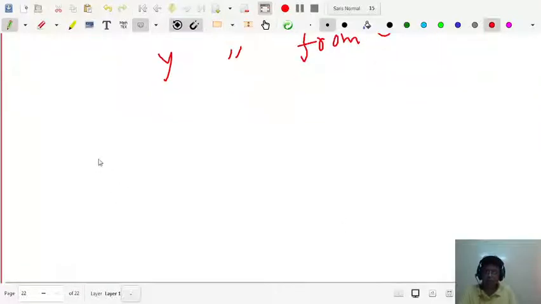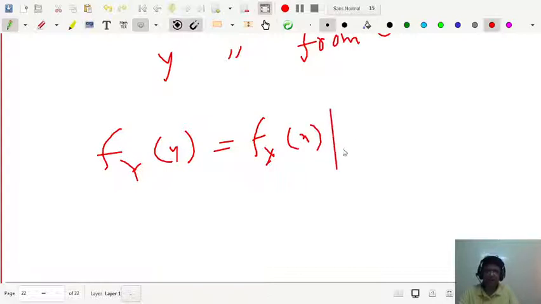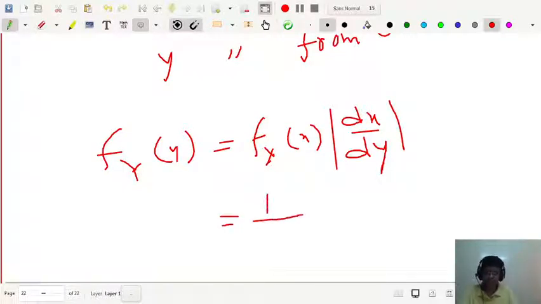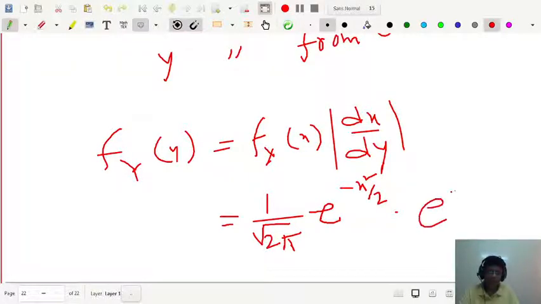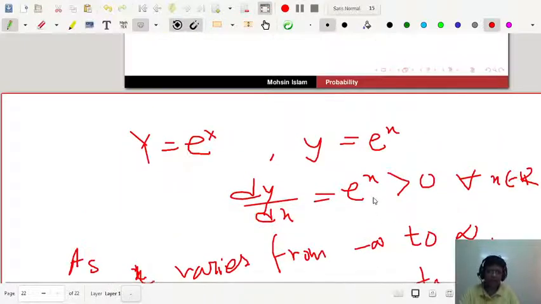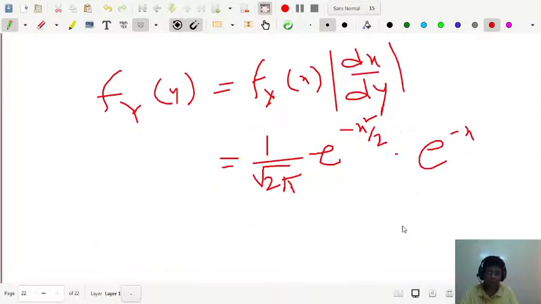Now the distribution of y is given by the notation f_Y(y), that is the probability density function of y, and that is equal to f_X(x) |dx/dy|, that is the transformation rule. Now your f_X(x) is the standard normal distribution, that is 1 over root 2 pi e to the power minus x square by 2 into |dx/dy|, which is e to the power minus x, because look at that, dy/dx is e to the power x, so dx/dy will be e to the power minus x.